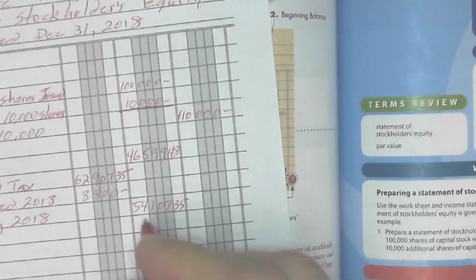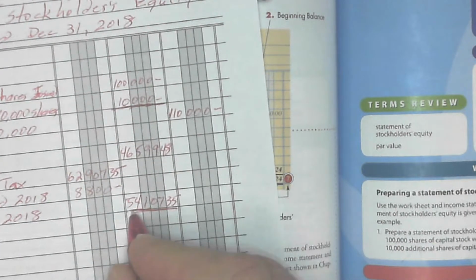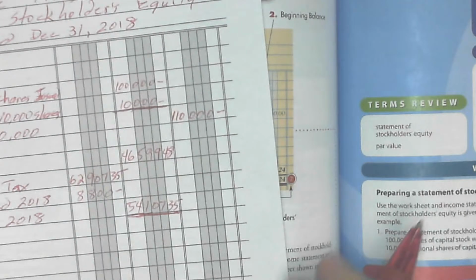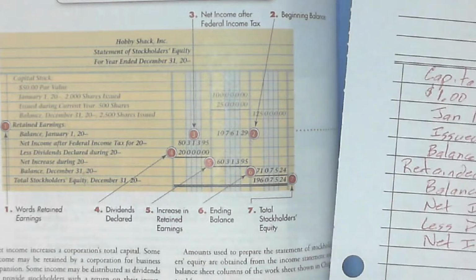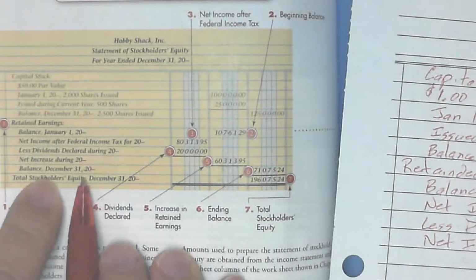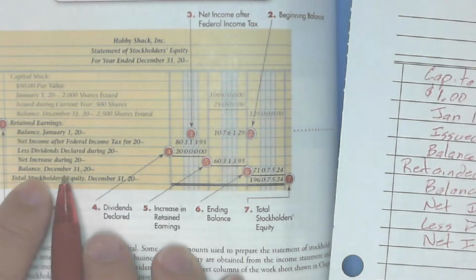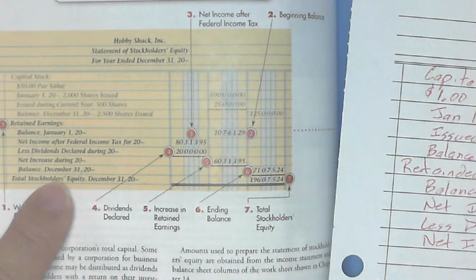So now what we're going to do is we're going to add these up. So I'm just going to draw another line under the 54,000. Then that line's going to become our balance at the end of the year. So balance at December 31st, 2018.